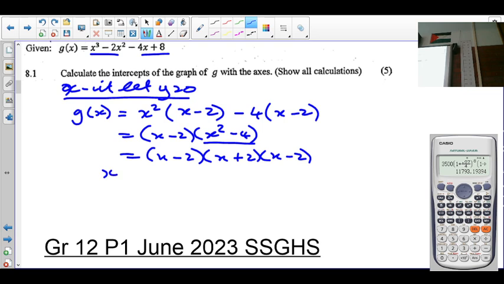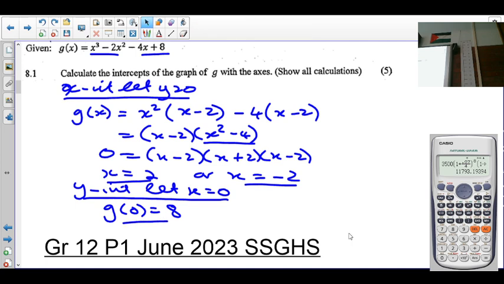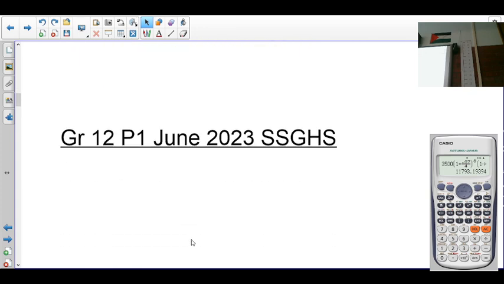Then for my x-intercept, we let y equal to 0, so 0 is equal to that, of course, so x is equal to 2 or x is equal to negative 2. Then for your y-intercept, what do you do? We let x equal to 0. So g of 0, of course, is equal to 8. So we got 2 and negative 2 on your x and 8 on your y there, for 5 marks. Okay, so let's just keep that there.